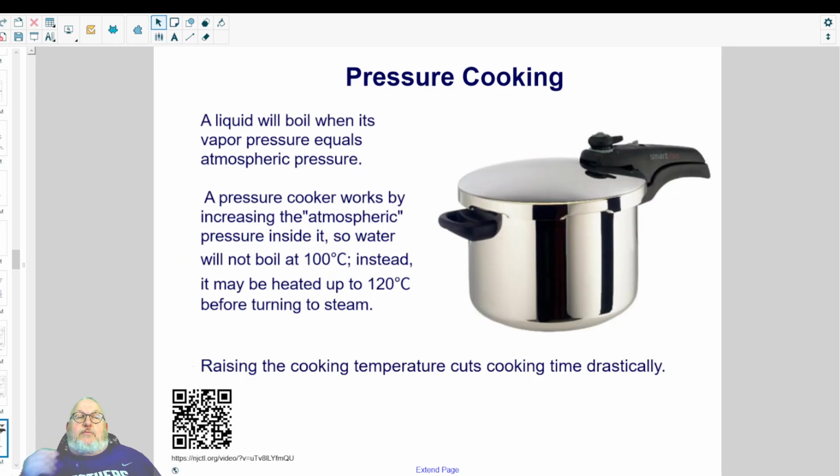And this comes into play with one of my wife's favorite tools, the Instapot, which is all it is a pressure cooker. She loves the Instapot. So this liquid is going to boil when the vapor pressure equals atmospheric pressure. So if we increase the atmospheric pressure with a pressure cooker, the water's not going to boil away at 100, it can be heated up to like 120 before it starts to boil or turn to steam. So we're raising the cooking temperature, and this causes the cooking time to decrease drastically, which is why the Instapot's so cool.